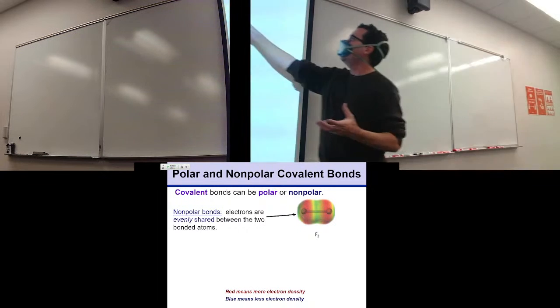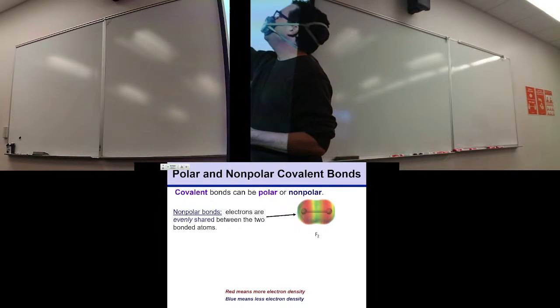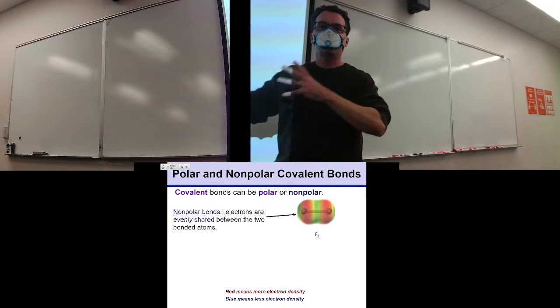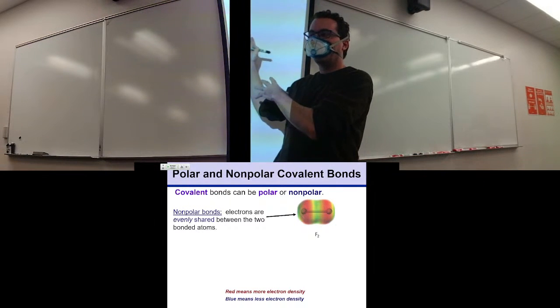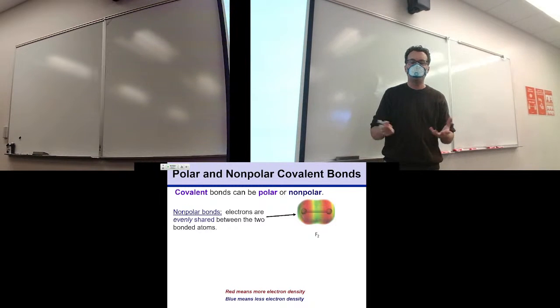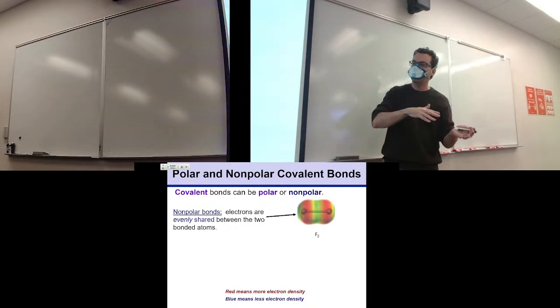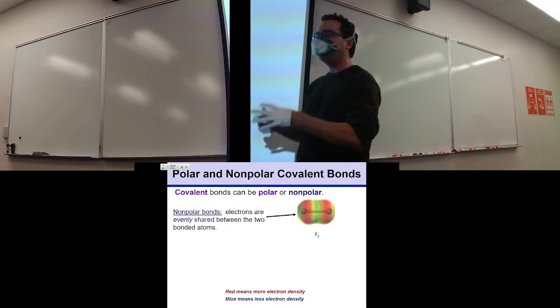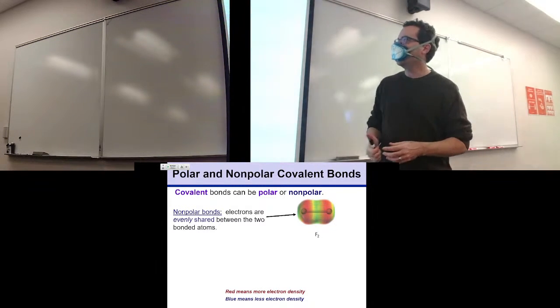So when you look at one of these, I don't want you to say, oh, it's really red here, so it's going to be polar. What you need to look at is if there's an imbalance. One side of the molecule is more red, one side is more blue. If there's an imbalance, then it's going to be polar. One side is going to be positive, one side is going to be more negative. But here, there's no imbalance. It's pretty evenly spread out. So this is a nonpolar molecule.